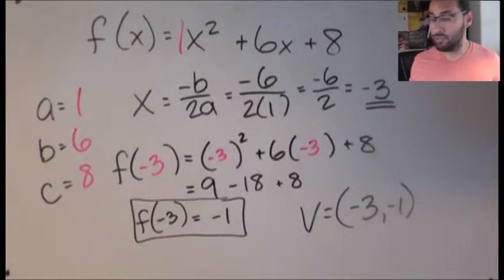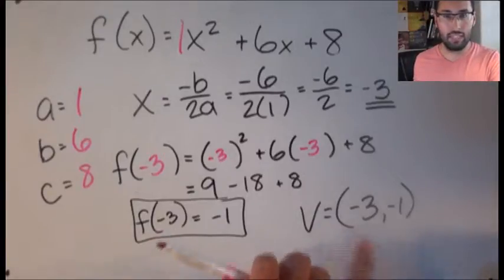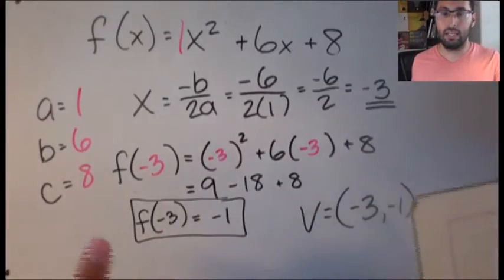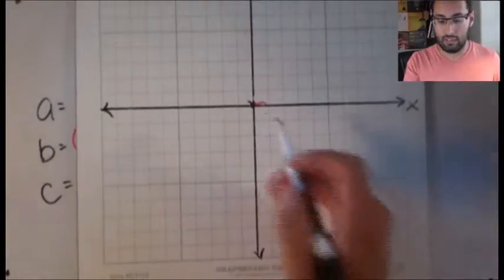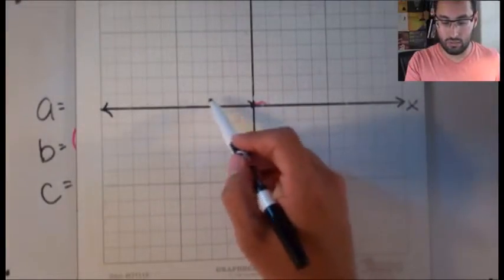We're going to take our graph and plot that there. So -3, -1 means I go 3 to the left and 1 down from the origin. So taking our graph, we're going to go 3 to the left, 1, 2, 3, and 1 down.